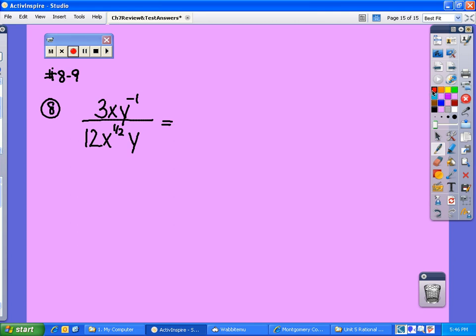First, I'll simplify the fraction 3 over 12, which is the same as 1/4. I'm going to rewrite my x as x to the 2/2 over x to the 1/2. Remember, when we divide powers with the same base, we can subtract the exponents as long as they have a common denominator. When I deal with my y's, notice I have a y to the negative 1 here. If I move that down alongside the y that's already there, I can make that exponent positive.